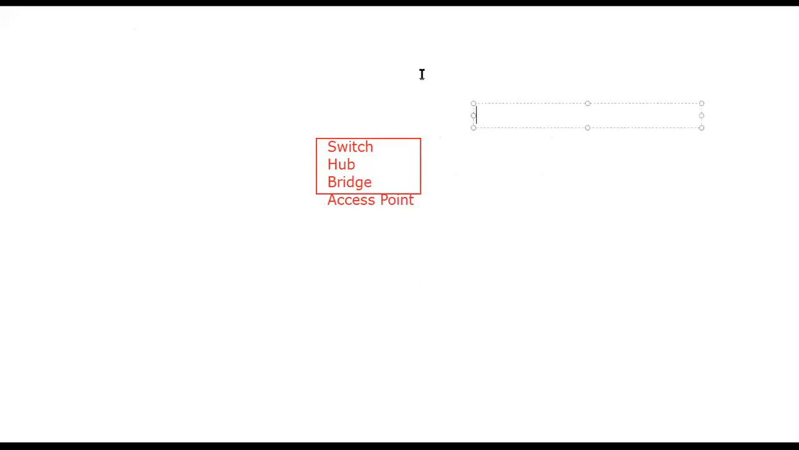So we can connect devices using a switch, bridge, and access point. I will write it simply: switch, bridge, hub, access point. We can connect computers using a switch, using a bridge, using a hub.